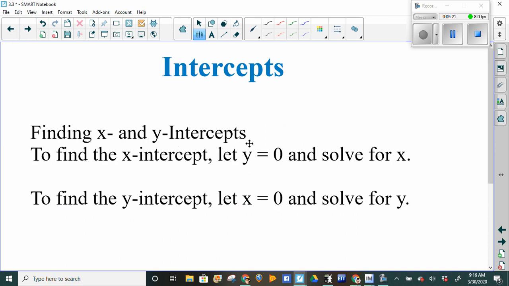So finding x and y intercepts, it's really easy. If you're looking for the x-intercept, let y be 0. If you're looking for the y-intercept, let x be 0.